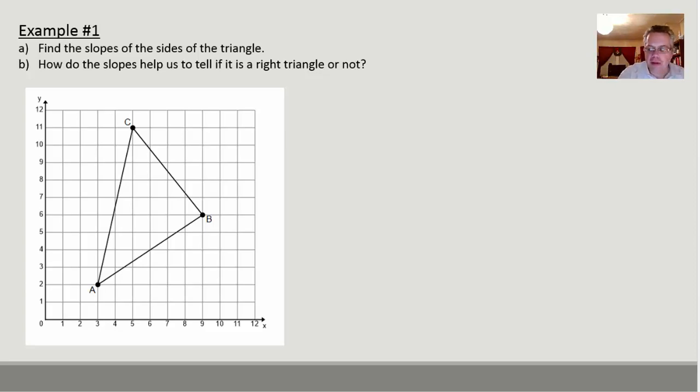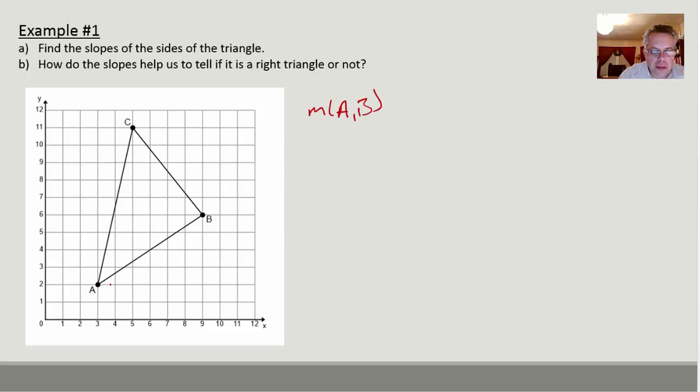Angle B looks like a right angle. We could measure it, or we can use slope to tell for sure. So we're going to use slope. We're going to find the slope of the three sides of the triangle. First, let's find the slope of AB.